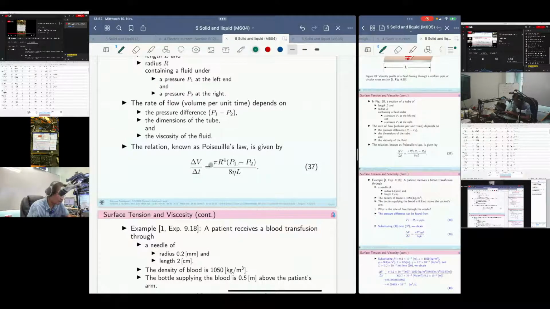Pi r with the power of 4, and the pressure difference P1 minus P2 divided by 8 eta L. All right, 8 eta L.